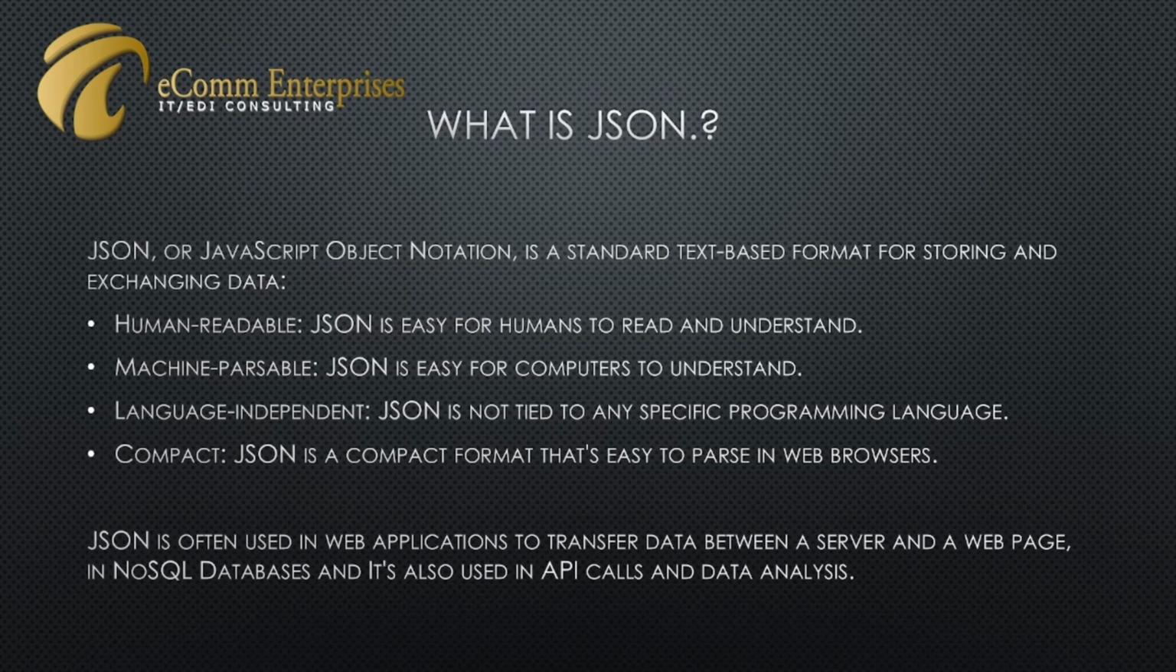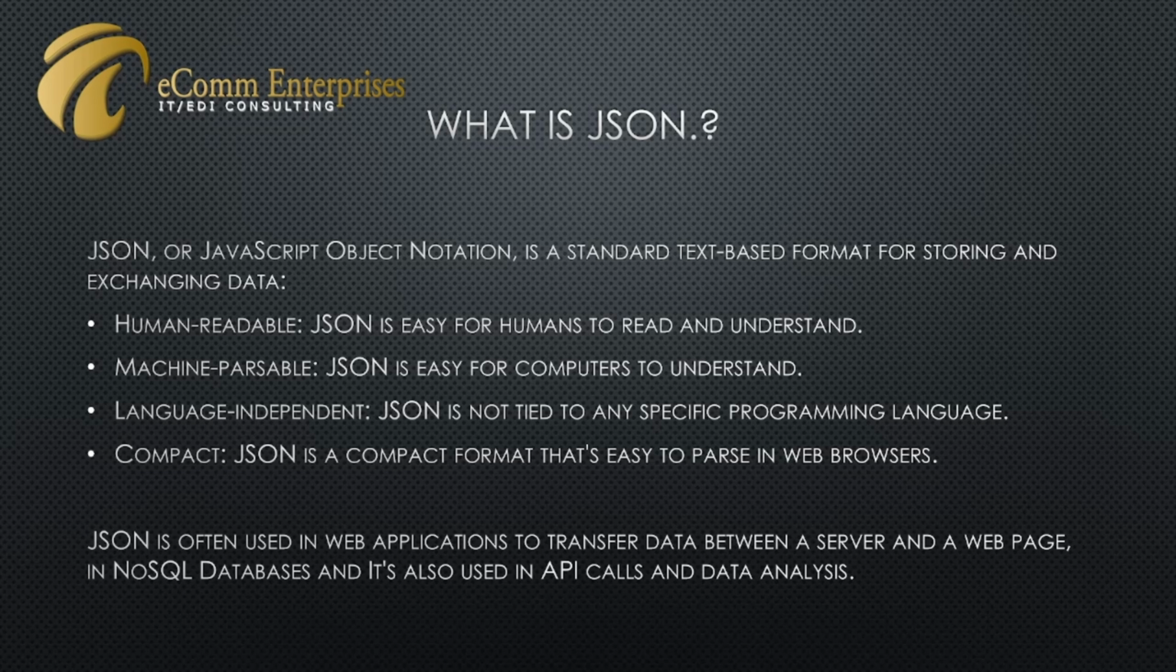So what is JSON? I'm not going to go too deep into this, but just know that JSON, also called JavaScript Object Notation, is a standard text-based format for storing and exchanging data. It's human readable. The machine can parse it. It's language independent, meaning you can use it with any type of code, Python, JavaScript, you name it. It's compact, so the format is easy to parse and it doesn't take a lot of space.